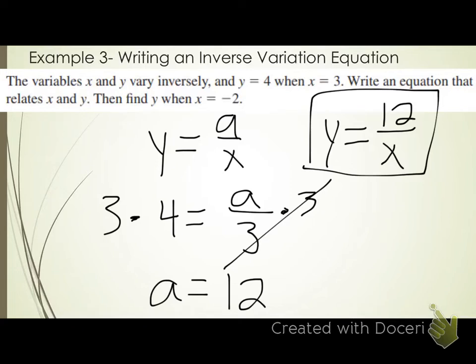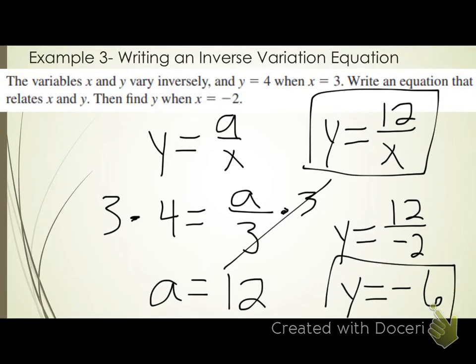Any questions on that? Now, what does it want me to do? Plug in negative 2 for x, and find y when x is negative 2. So I replace x with negative 2. What's 12 divided by negative 2? Negative 6. So y equals negative 6 when x is negative 2. That's all it wants from me. There's my answer. Any questions on example 3?